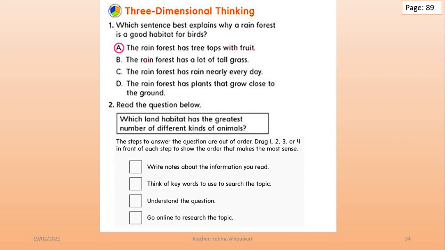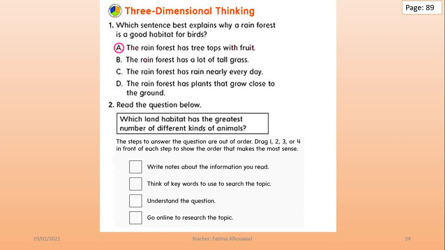Write notes about the information you read. We have to read before that, right? So it's not the first one. Think of keywords to use to search the topic. But before that, what's the topic? Let's see the third one. Understand the question. Yes, of course, we have to read and understand the question. So it looks like this, the first one. Go online to research the topic.